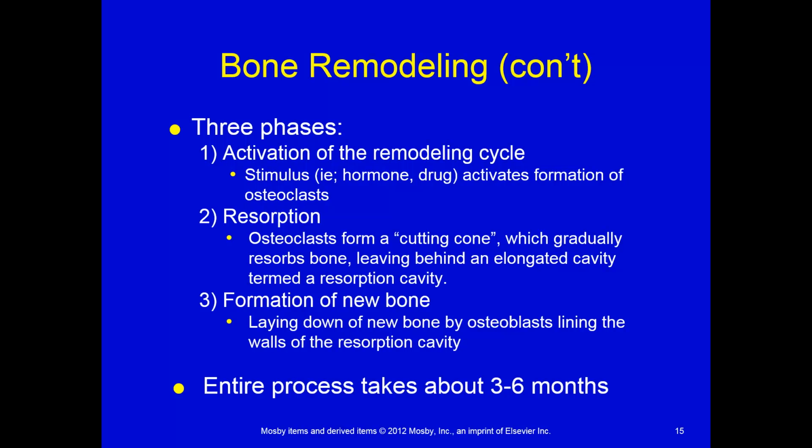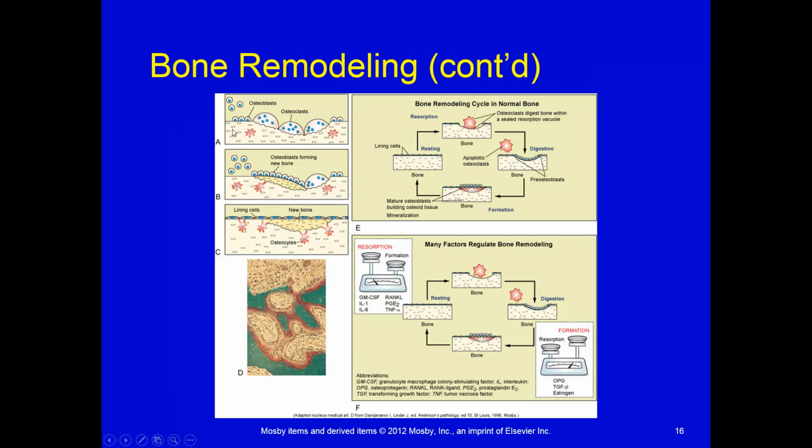So step 3 is the laying down of new bone by the osteoblasts. They come in and line the walls of those resorptive cavities. Now, this entire process takes a long time. Our bone turns over and recycles in about a 3 to 6 month period, right? So let's take a look at the visualization I have here. Here's A, where the osteoclasts come in and dig out a cavity, a hole in the bone. Then B, you have the osteoblasts coming in and laying down on the lining of these cutting cones and forming new bone.